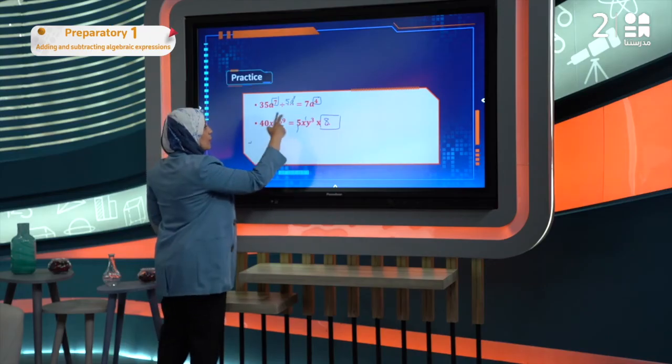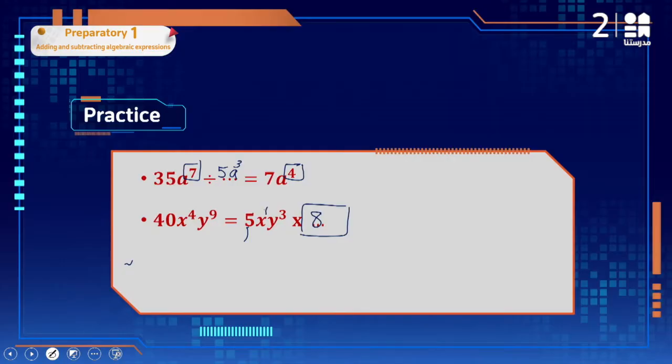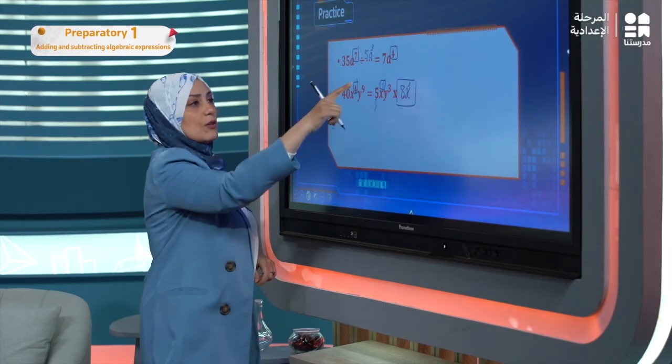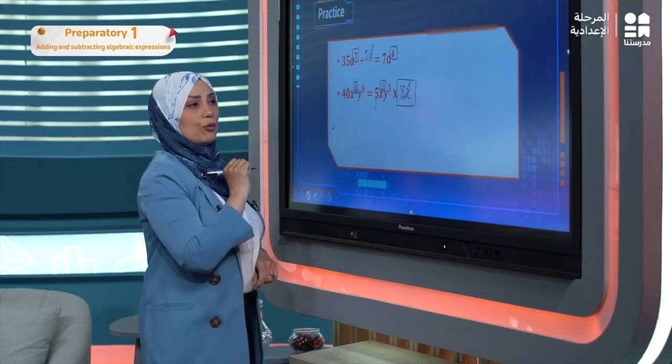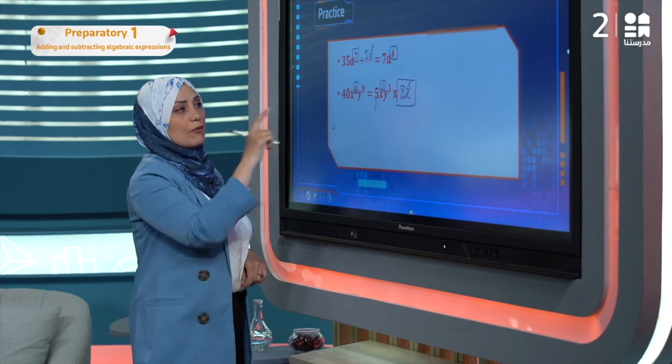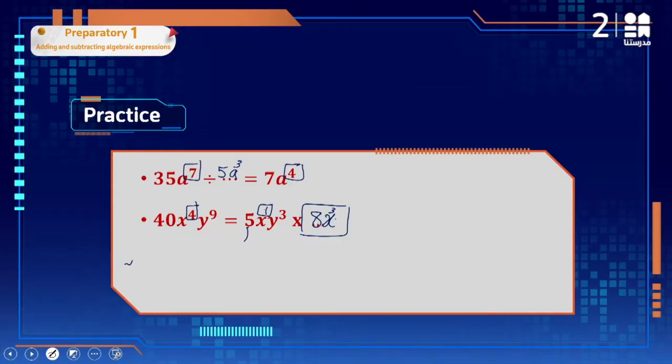So 1 plus what is 4? When we multiply, add the exponents. So x to the power of 1 times x to the power of 3. How do we know? Because 1 plus 3 is 4. Now try yourself in y. Y to the power of what?